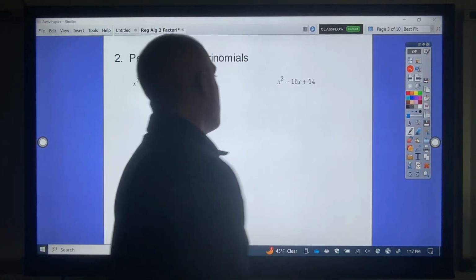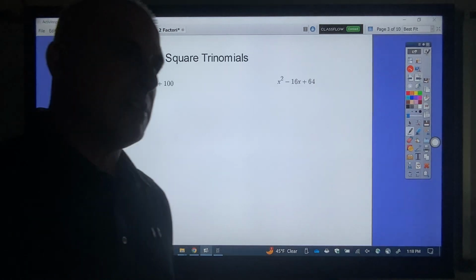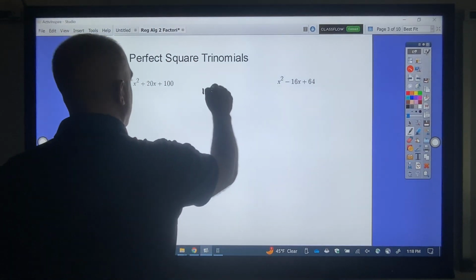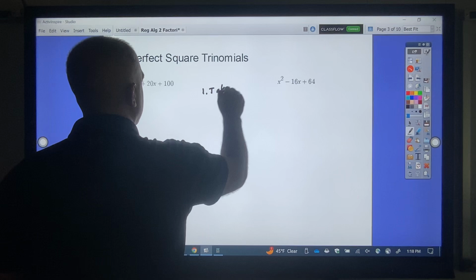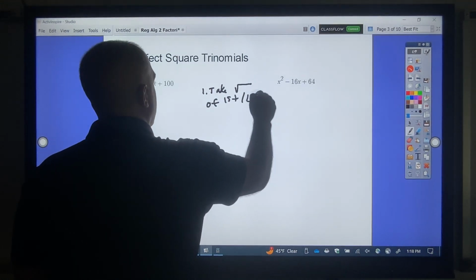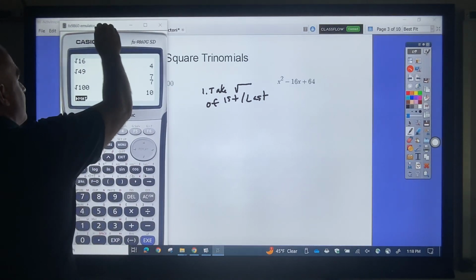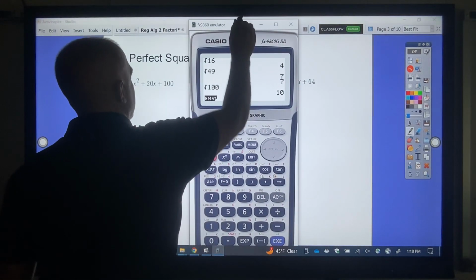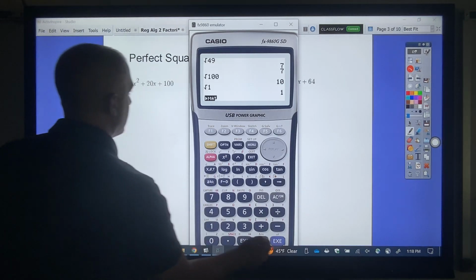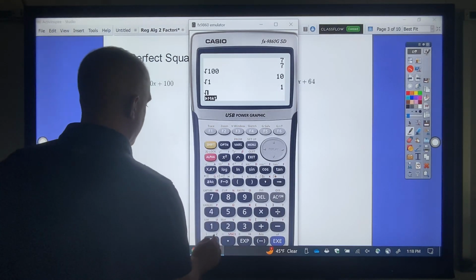Okay. Now, perfect square trinomials. A little bit more to this. Some similarities, though. Okay? What you want to do, go ahead and take the square root of both terms. Take the square root of first and last. Okay? We have a middle term, so it's going to be slightly different now. Okay? Square root of 1, square root of 100.